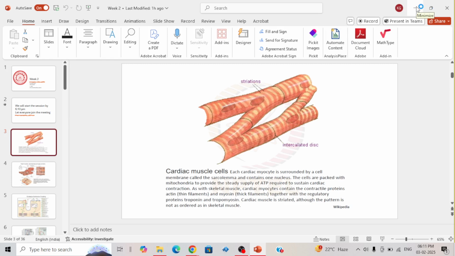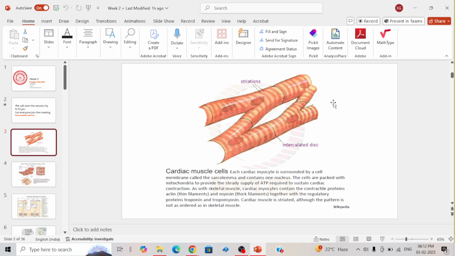First of all, we should know what cardiac muscles are. As we know, cardiac muscles are one of the three types of muscles that we have read. In cardiac muscles, the cells are called cardiac myocytes, which are surrounded by a cell membrane called sarcolemma, the same as the skeletal muscles. They have a nucleus also, and the cells are packed with mitochondria, the same as the skeletal muscle, to provide the steady supply of ATP.